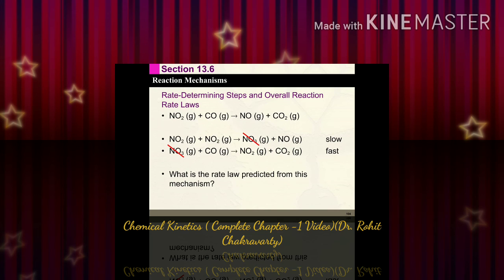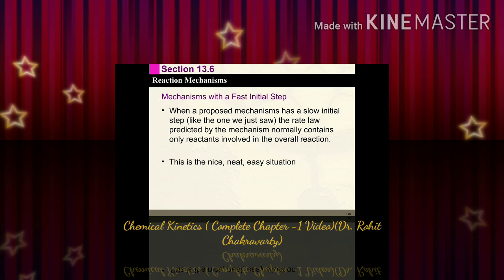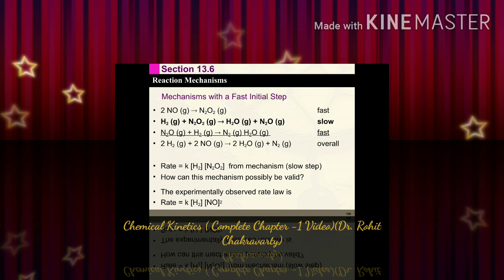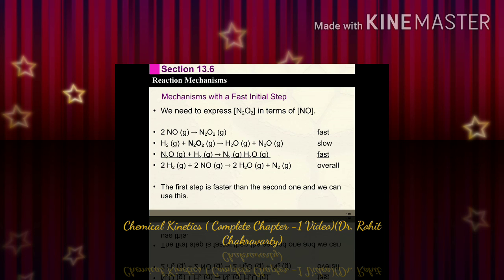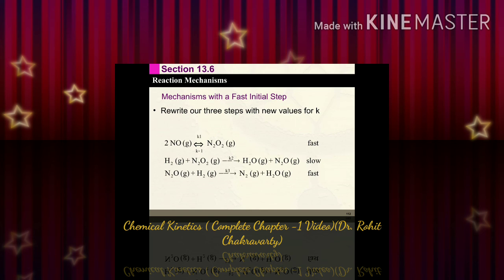Here I have given different examples and the intermediate formation while converting the reactant into product. So this is the rate determining step and the overall reaction rate laws. Mechanism with the fast initial step. Here there are three steps, that is fast, slow and then fast, and overall the reaction and the mechanism with the fast initial steps. Here I have given an example of the decomposition of N2O2 in terms of NO. So you can go through these slides, it will help you.